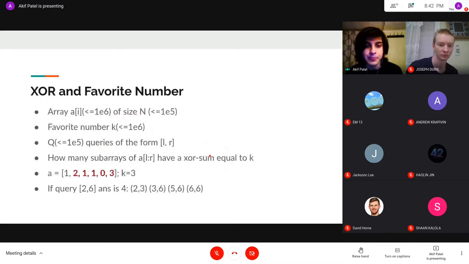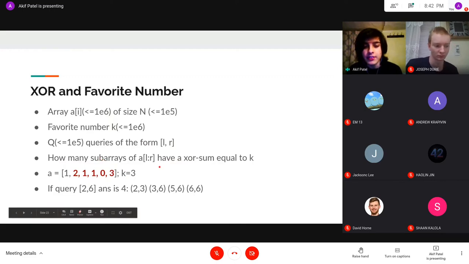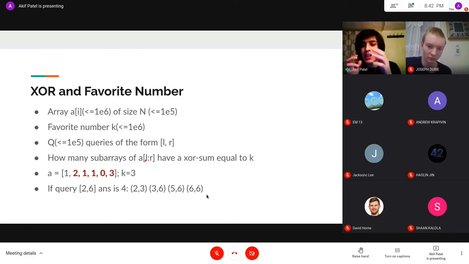Next problem. Okay, so this is called Xor in favor number. So we have an array, A, containing elements of at most 10 to the 6th, and it's of size up to 10 to the 5th. And we have some favorite number K up to 10 to the 6th. Then we're given a bunch of queries, up to 10 to the 5th of these, of the form L to R, right? So again, subarrays L to R. And the question is, how many subarrays of this subarray have a Xor sum equal to K?